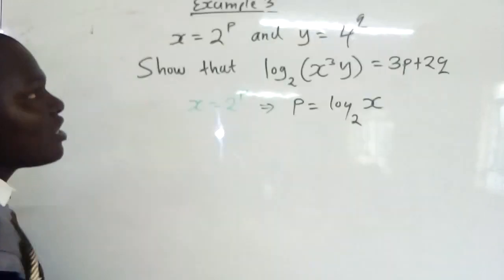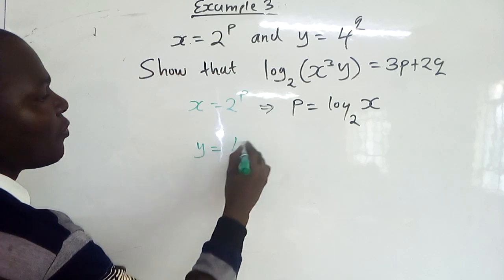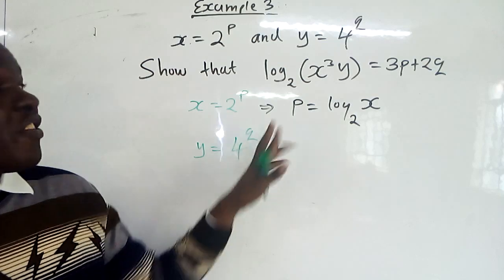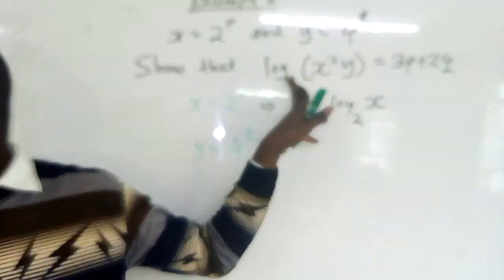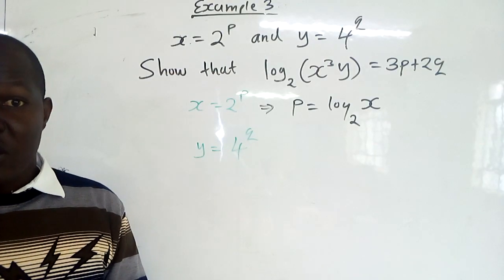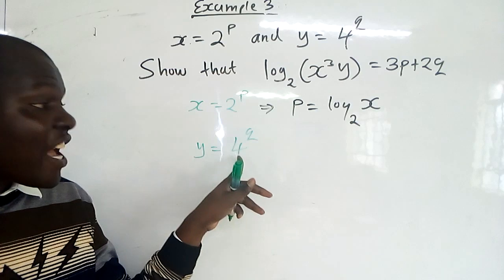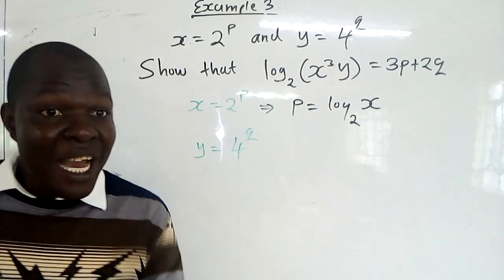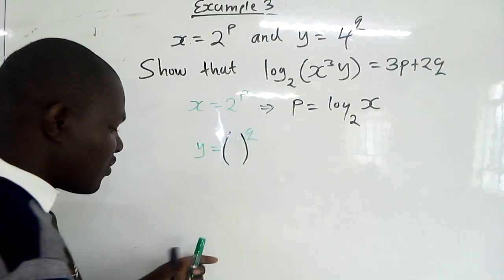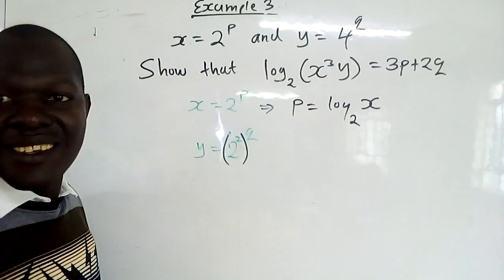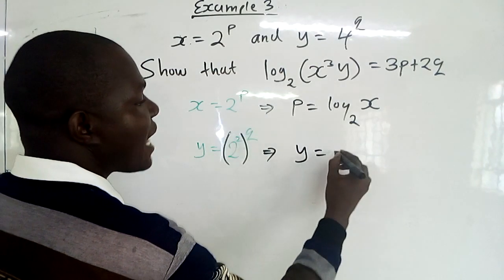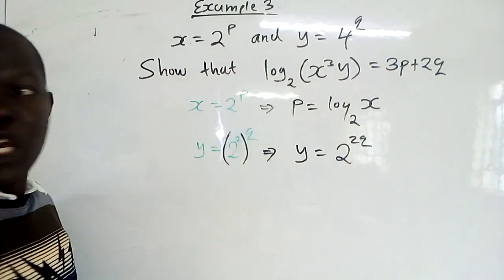You have y is equal to 4 raised to power q. Now, in this problem we have base 2, meaning 2 should be the base for everything when you are going to use the laws of logarithm. But here you have 4, meaning you have to express this 4 in terms of 2 first. 4 is the same as 2 squared. So from here, y is 2 raised to power 2q.